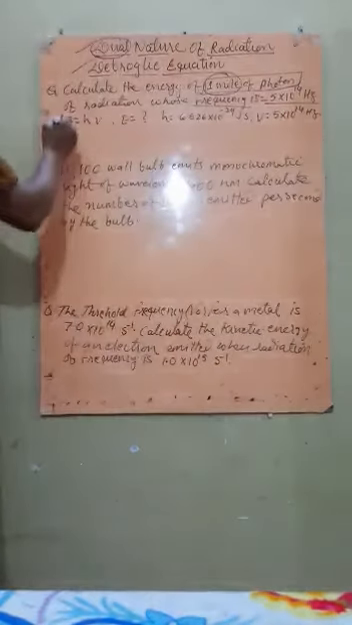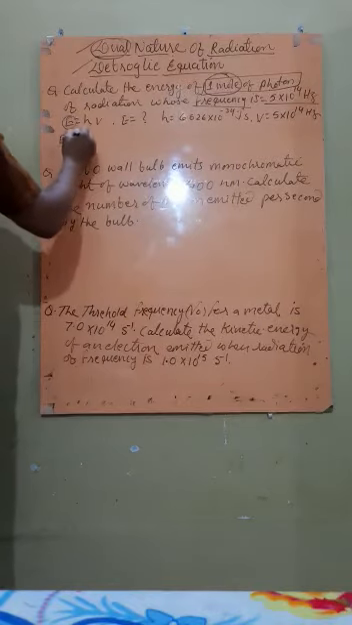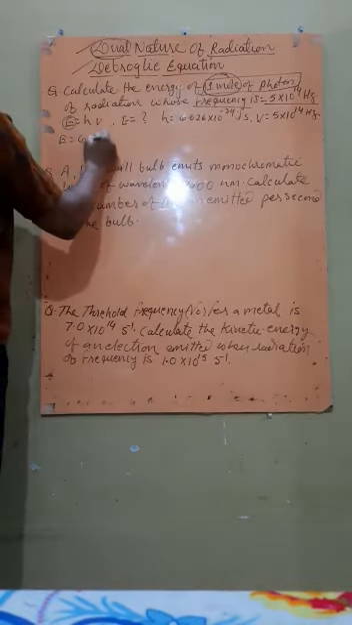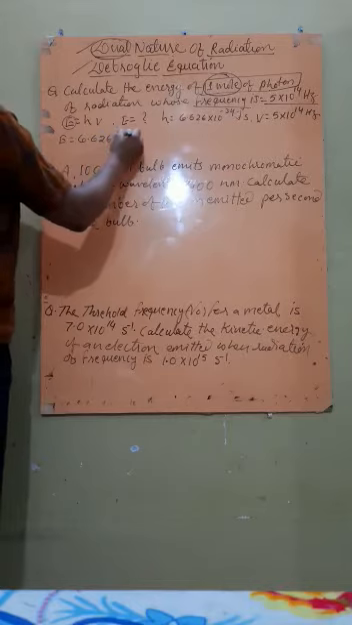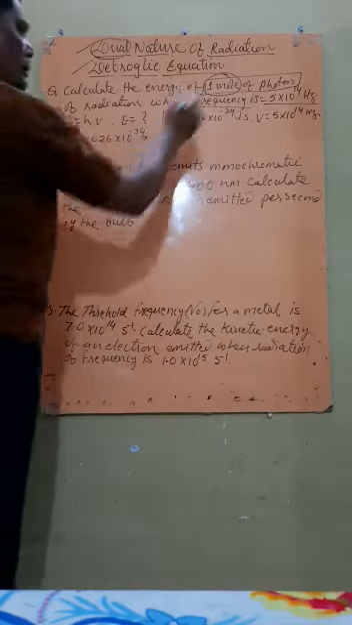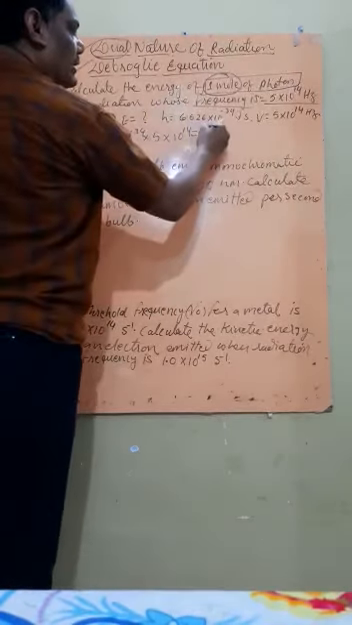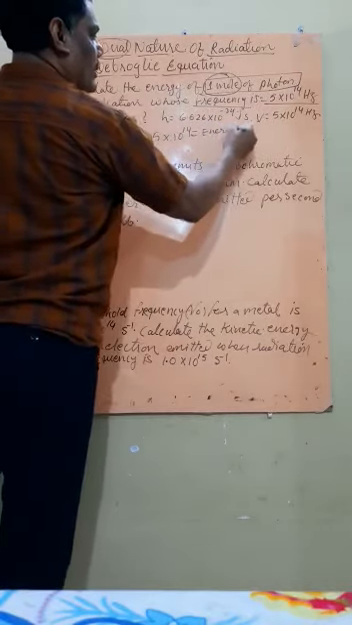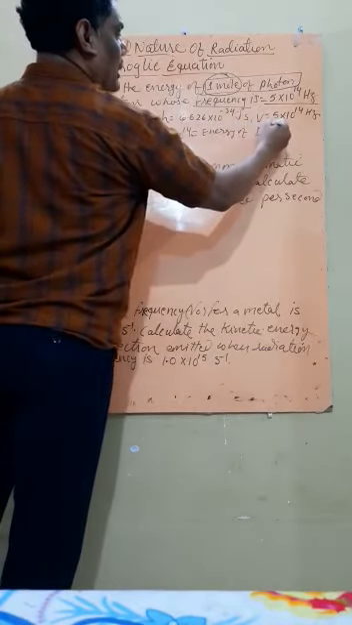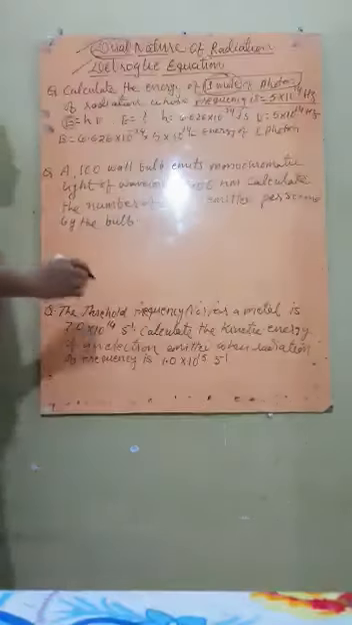So very simple. What do we have to find? E. So to find E, now I start placing values: 6.626 into 10 to the power minus 34 multiplied by what? Frequency, that is 5 into 10 to the power 14. So this is what? This is the energy of one photon. Remember, this is the energy of one photon.